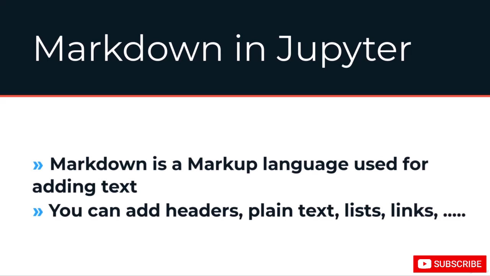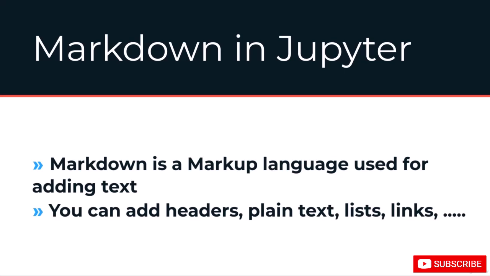You can add a Python code inside the Jupyter Notebook, and also you can add some text using the Markdown language. Markdown is a markup language used inside the Jupyter Notebook cells to add some text, to add headers, plain text, lists, links, and many more. And in this lesson I will show you how to use this language inside the Jupyter Notebook cells to add some text, to add headers, plain text, lists, and links.